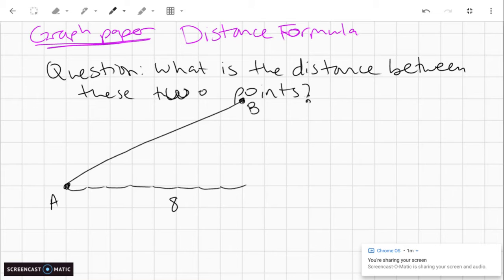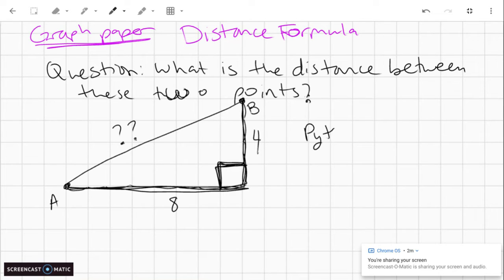And then it's 1, 2, 3, 4 up. So the horizontal change here is 8 and the vertical change is 4. Make sure you have yours there. And if you notice, this is a right triangle. If this is a right triangle and I want to know what this distance is, then I can use some theorem that I already know. What do you think that is? I can use the Pythagorean theorem for this.